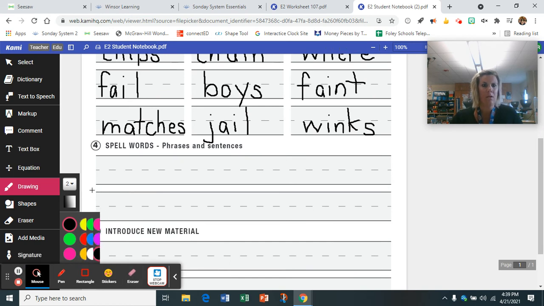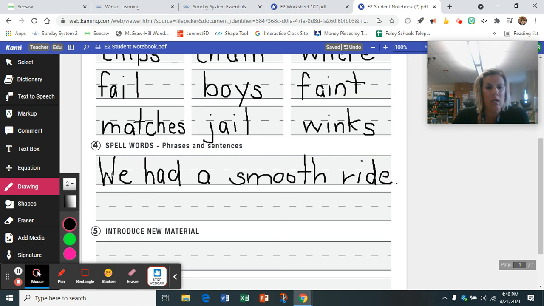All right, let's get ready to spell our first sentence. Our first sentence has 5 words. It says, we had a smooth ride. Go ahead and write that. Pause the video if you didn't quite finish. Okay, here it is. We, capital W-E, had, H-A-D, spelled with an A, smooth, S-M-O-O-T-H, ride, R-I-D-E, period.